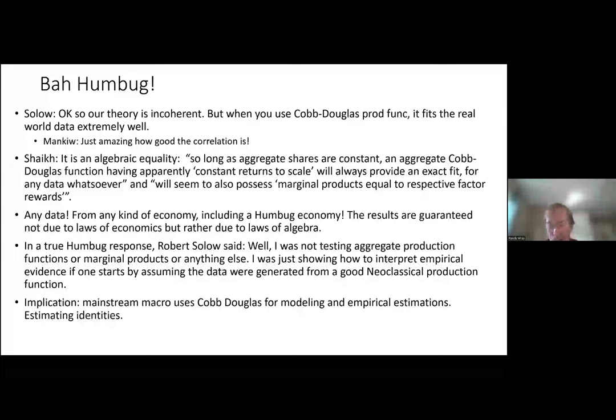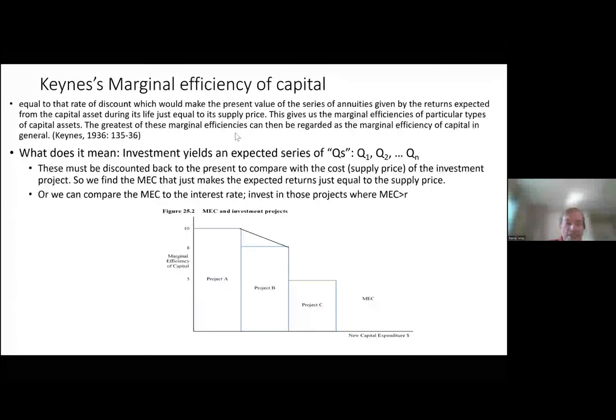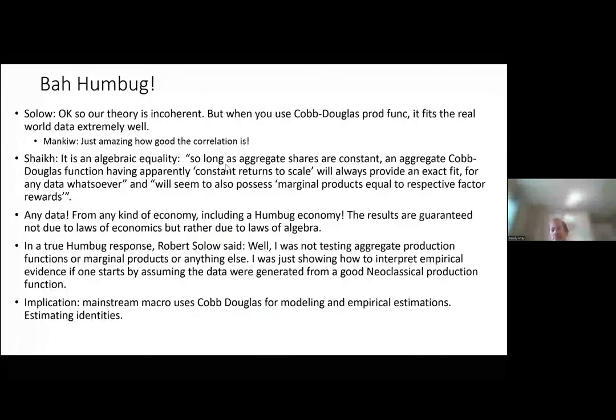You notice the whole real business cycle literature gained credence because they used a Cobb-Douglas production function and came up with an explanation and used the good fit to show that real business cycle theory is true, right? Yeah. So it's still used in spite of Shaikh showing you're estimating identities. All right, that is it on that topic. Do you have any questions?